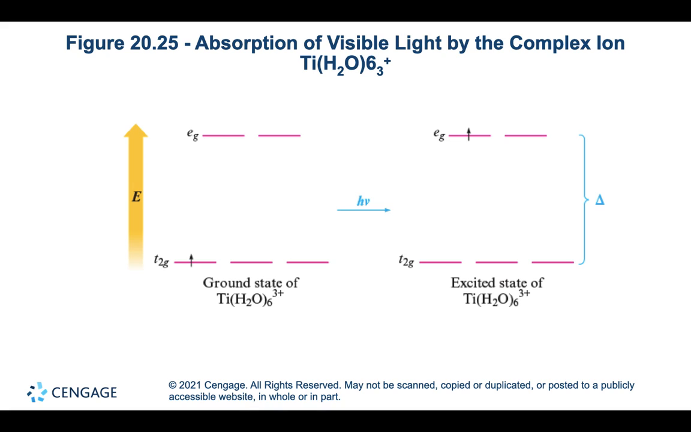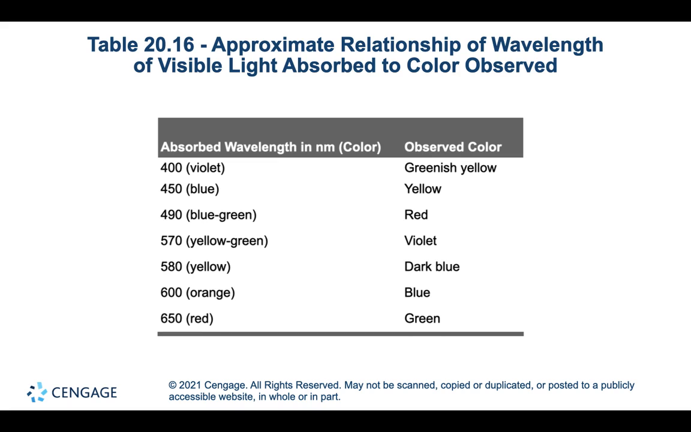So we see in the case of titanium with 6 waters plus 3, you've got your t2g electron for titanium that's going to be promoted up to eg with the absorption of a wavelength or a photon of light. If your complex ion absorbs 400 nanometers, which is a violet color, the color you'll observe will be a greenish yellow. If it absorbs, say, 600 nanometers, which is orange, if you absorb the orange color, you see the blue color, the complementary color.